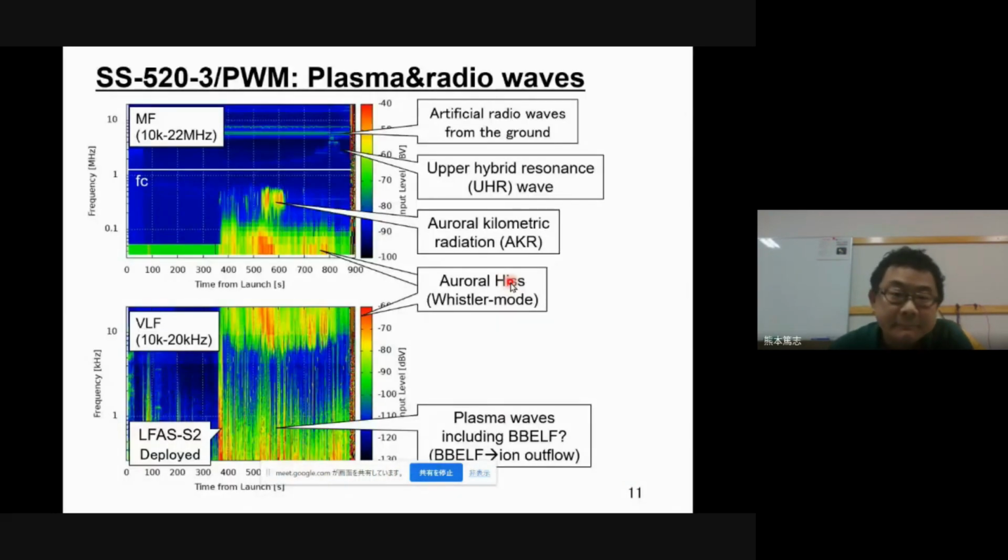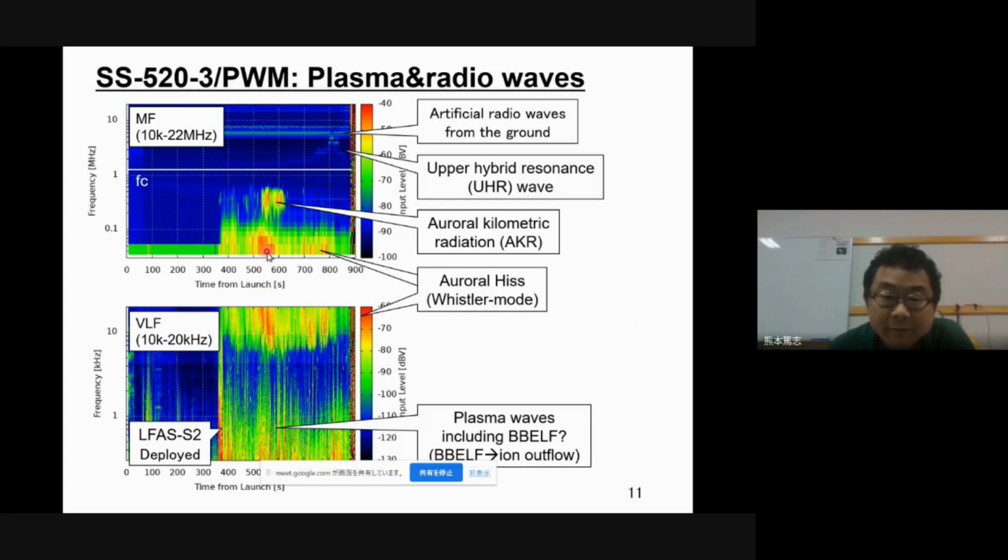And this is an example of the observation result of the plasma and radio wave observation performed in SS523 sounding rocket experiments. This rocket was launched in the Dayside auroral region, and the highest altitude of the sounding rocket reached 700 kilometers. The various plasma waves and radio waves can be received.